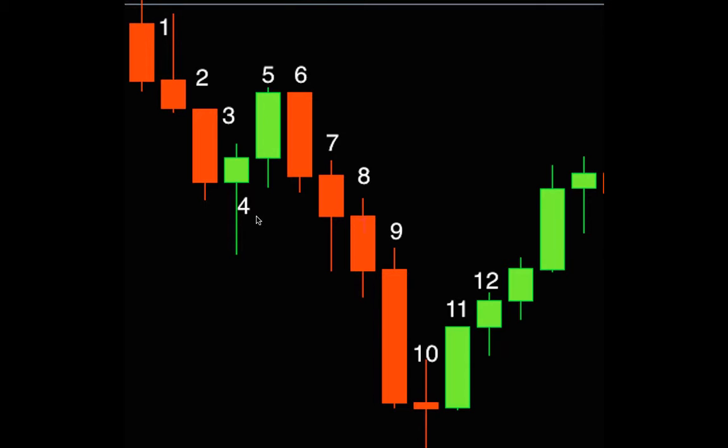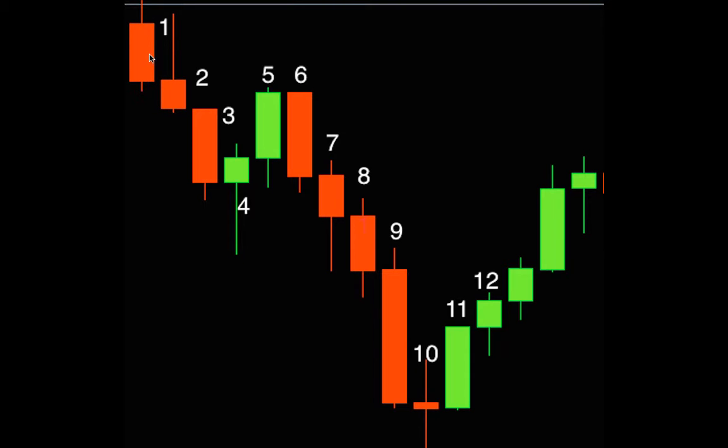Okay, so let's start with candle 1. Candle 1 is a strong bearish candle. It shows that the bears are in strong control. Listen, guys, when I say strong, this is important. Don't just remove strong and say bears are in control. It's important to know whether they're in strong control or weak control. If it's weak control, it shows that somebody else is going to take control. But this shows that they're in strong control. So remember that.